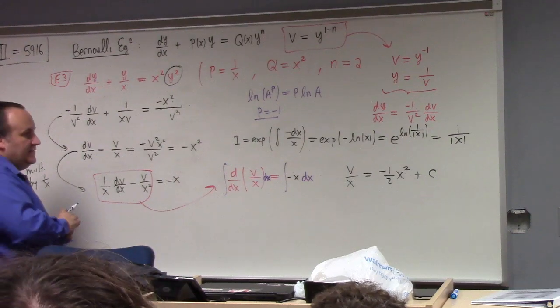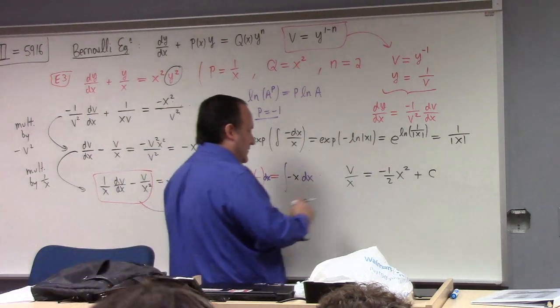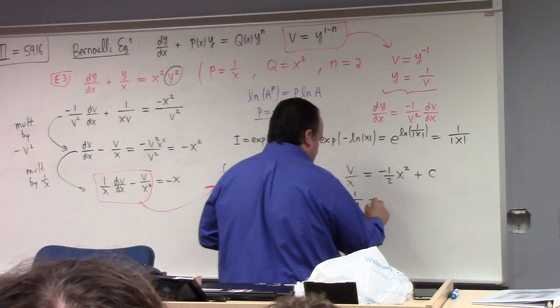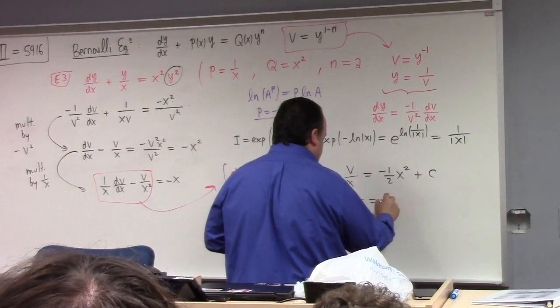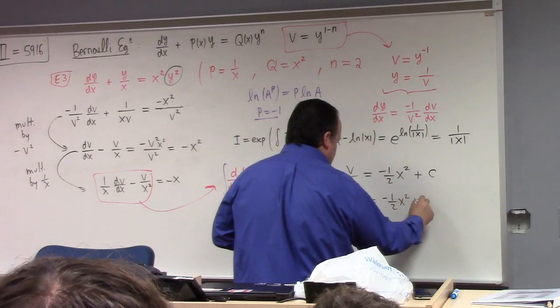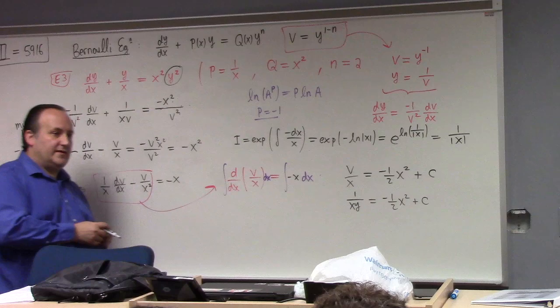But v is equal to, apparently, 1 over y, right? So this means that 1 over xy is equal to, you know, minus 1/2 x squared plus a constant. Now this, as it stands, would be an implicit solution, but we can do better, right?